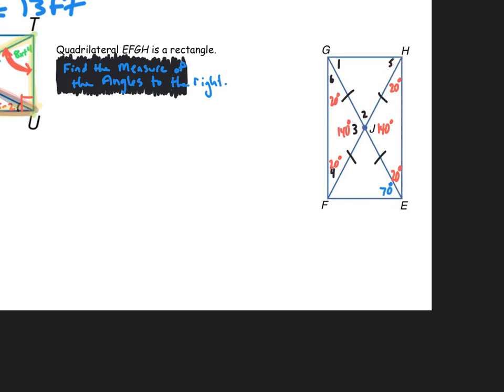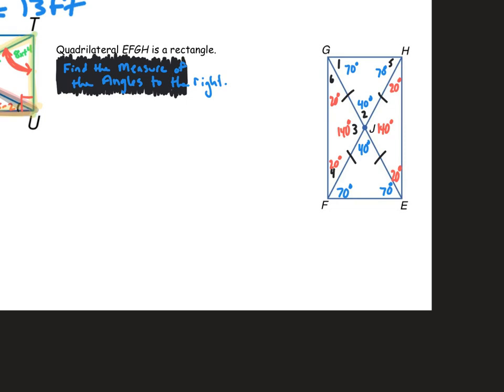If this angle is 70, remember these legs are congruent. So therefore the base angles will also be congruent. So that means that this angle down here is 70 degrees. 70 plus 70 is 140, which means that this angle is 40 degrees. Which means angle 2 is 40 degrees because of vertical angles. So then I know that angle 1 is 70 degrees and angle 5 is 70 degrees.